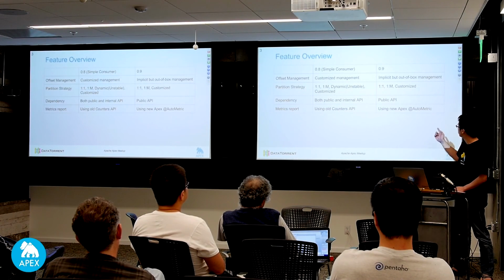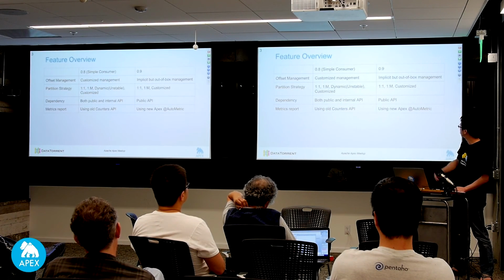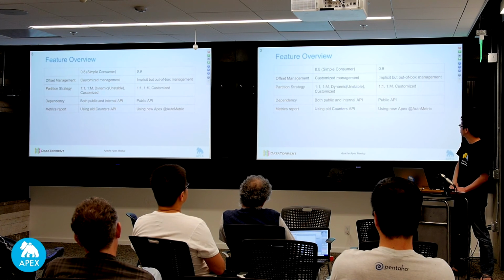And they both support metrics reporting. Metrics reporting means you can get some data through the REST API from the application master. Those data are throughput data, like messages per second, per partition, per topic, or bytes per second that the input operator consumes. The only difference is the old one uses the old Apex counters API, and the new one uses the new annotation that we introduced later.